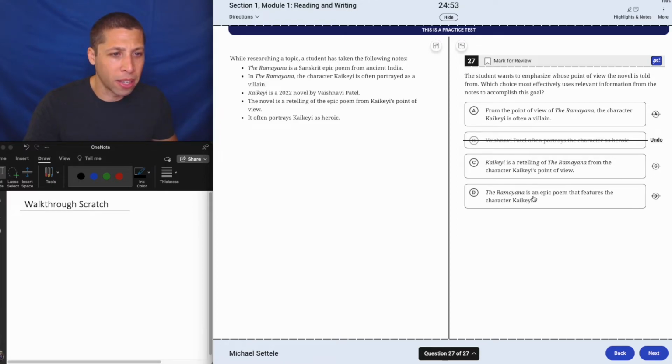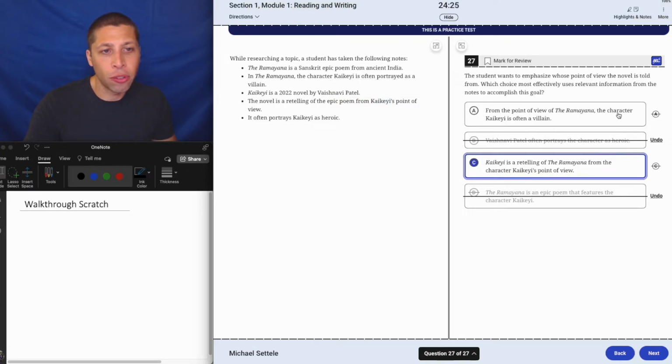Okay, the Ramayan is an epic poem that features the character. Okay, so I guess it's a... well, these are different, right? From the point of view of the Ramayana, and Kaikeyi is retelling the Ramayana from the character Kaikeyi's point of view. So which one is it? Novel's retelling that book from this point of view. Yeah, there we go. I don't love this. This annoys me. So yeah, this is just factually wrong.